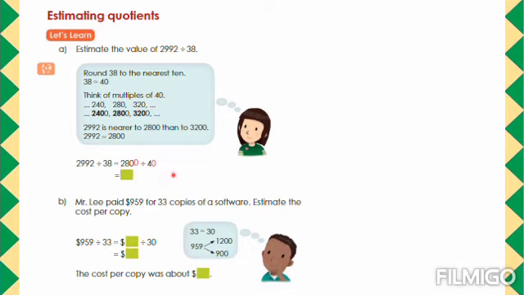Always divide only the non-zero digits. So 28 divided by 4 equals 7. Okay, so 7 is the answer here. And then copy the remaining zero. So the final answer there is 70.